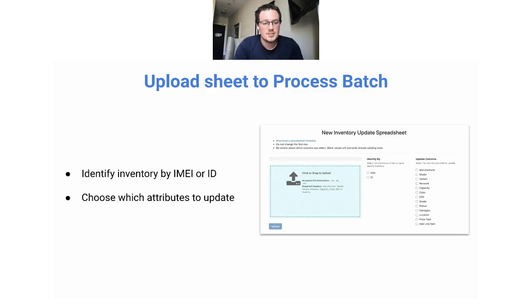Maybe you don't have the ESNs of the devices in WholeCell yet, and so you just have a unique WholeCell ID for each one of them. You get to choose that, and then you get to choose specifically what columns you're updating. So are you updating the grade, the status, the conditions? Are you changing the model or the network? Are you unlocking phones? So you can just choose to do one or many of these different columns if you wish. That's kind of the power of it.